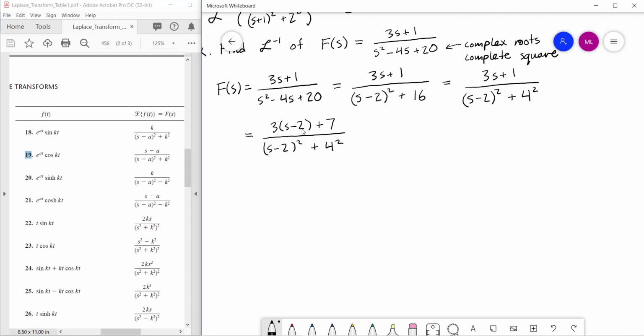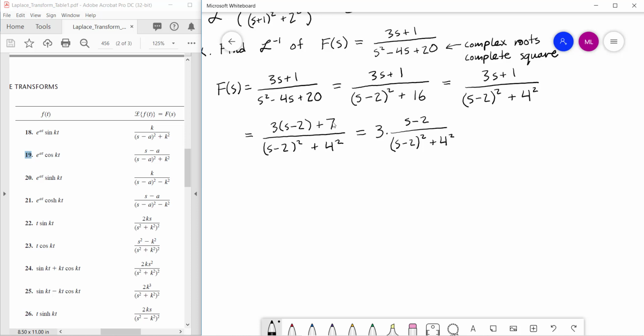Okay, so I have a 3 times s minus 2. That's not too bad. That looks a lot like this. And then the other piece, I have a constant. I have a 7 over this other piece. So what I want to do now is split this up again into separate pieces. The first piece, I'm going to pull the 3 out, and I'm going to write it as s minus 2 over s minus 2 squared plus 4 squared. So this is the first piece. I've now taken care of everything over here. The only thing I haven't touched is the plus 7.